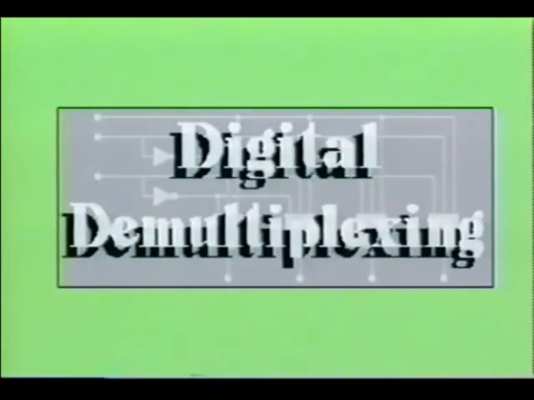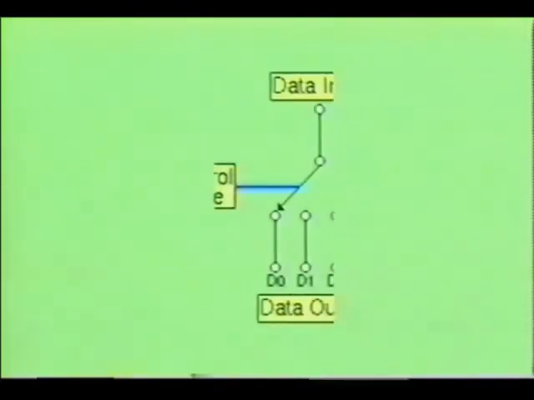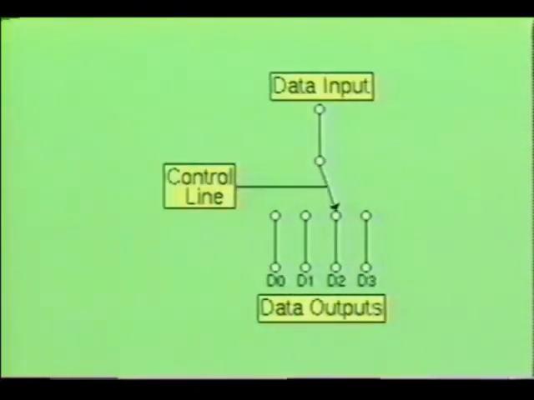Multiplexing was defined as a process in which many data sources may be connected one at a time to one output. Demultiplexing, on the other hand, is the reverse process, or routing data from a single source to various destinations. As you can see from this simple diagram, one input source can be directed to any one of several outputs. The output selected is determined by the control line. To better understand how this happens, let's examine a demultiplexer equivalent circuit.